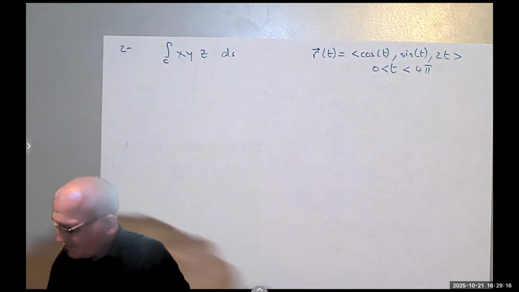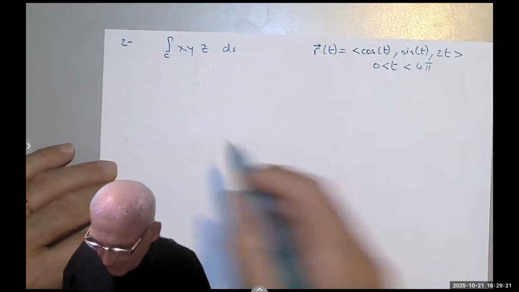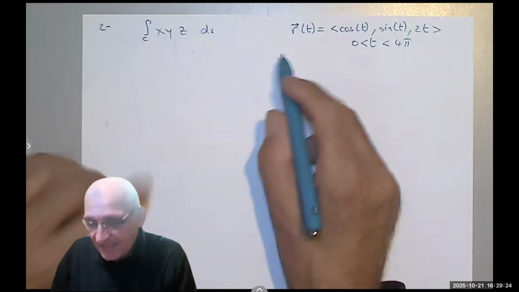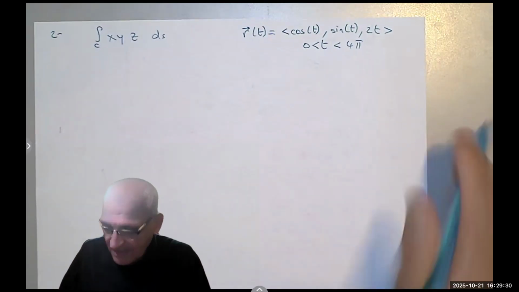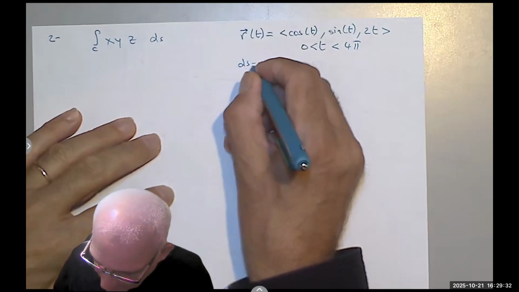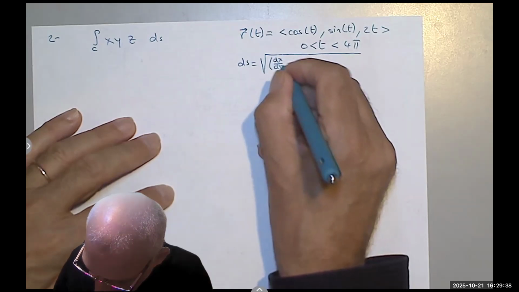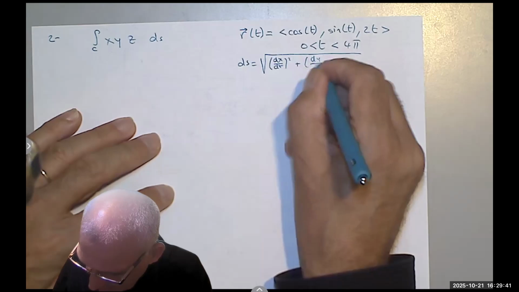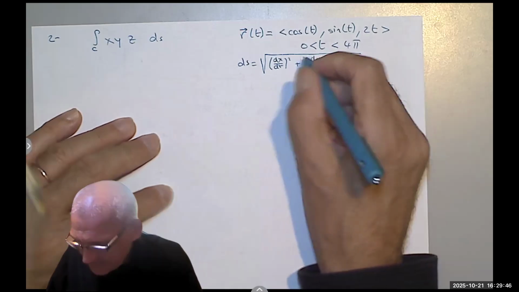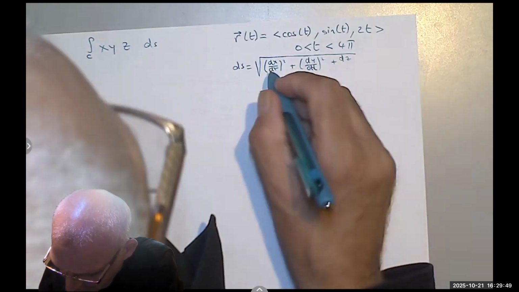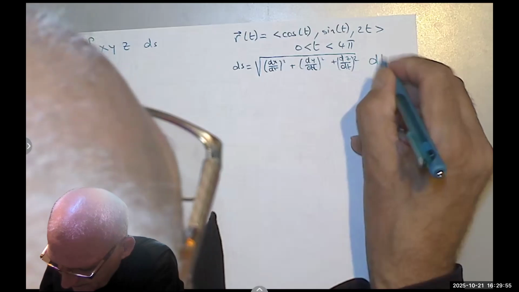So let's take, okay. So we are going first to get ds. Notice, now we have three components, x, y, and z. So to find ds, I have to say ds is the square root of dx dt squared plus dy dt squared plus dz dt squared, meaning, well, I should have said, yeah, dz dt squared dt.